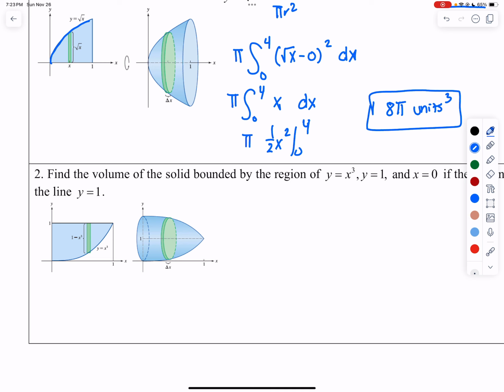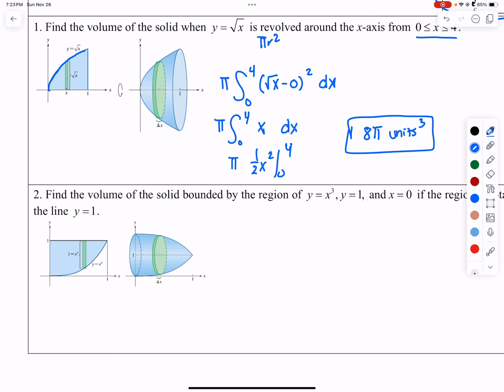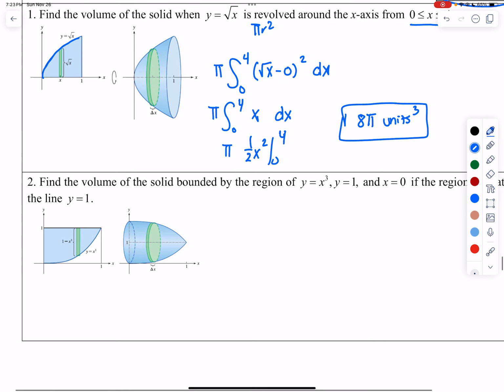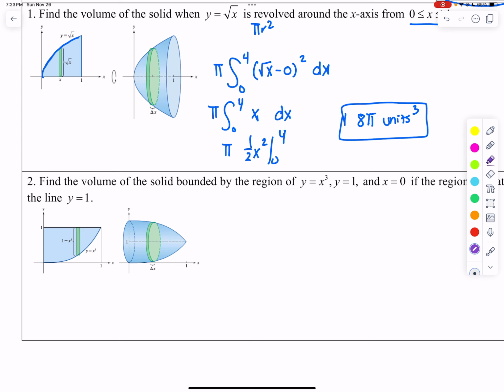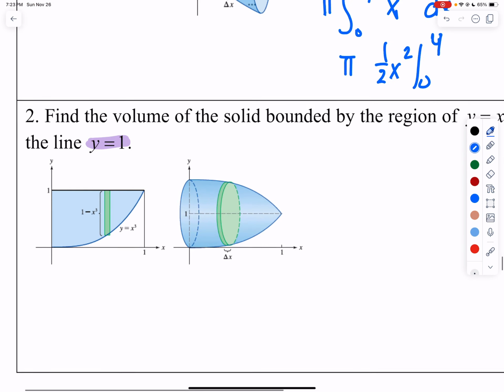All right, same thing for number 2. We want to find the volume of the solid bounded by the region of y is equal to x cubed, y is equal to 1, and x is equal to 0 if the region is rotated about the line y is equal to 1. Okay, so notice how here, it already gave you the diagram, and we just need to find this intersection right here. Lucky for us, that intersection, if y is equal to 1, then x is going to be 1.